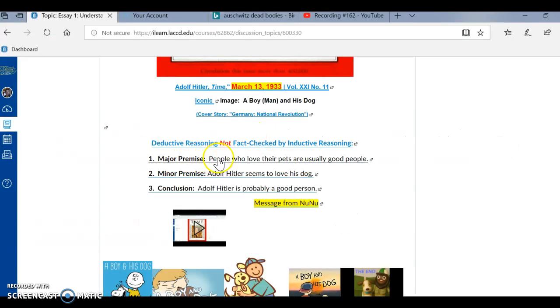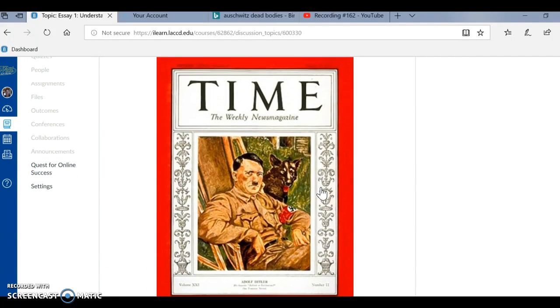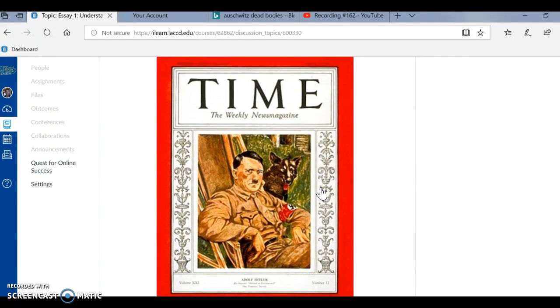So how could this be faulty deductive reasoning? Well, we'd come up with: people who love their pets are usually good people. Adolf Hitler seems to love his dog. Adolf Hitler is probably a good person. So this could be one of the reasons that a tyrant like Hitler rose to power.